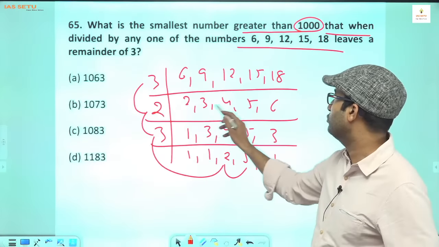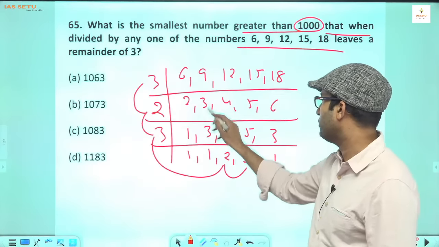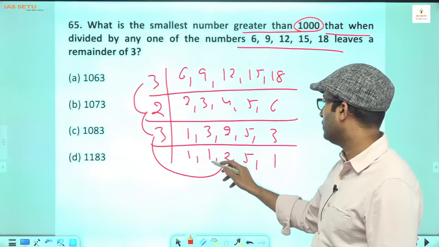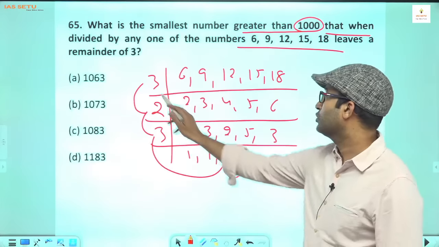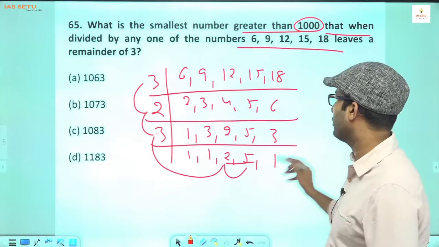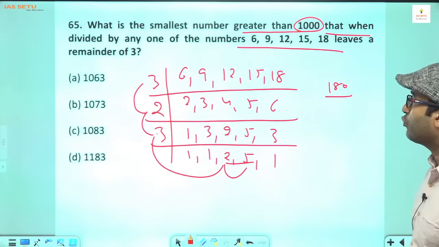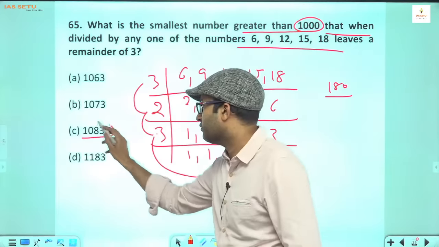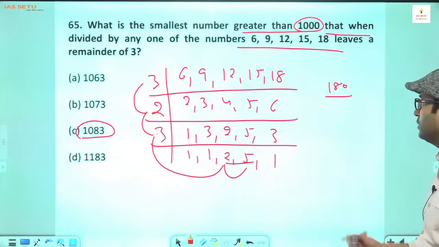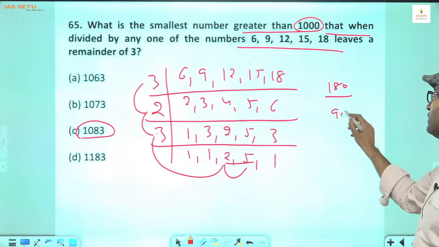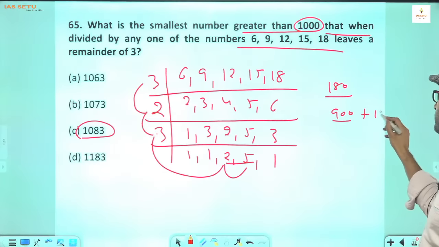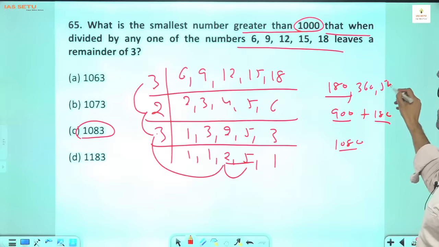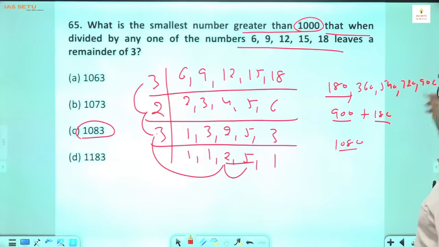I have taken 3 common, 2, 3, 4, 5, 6. I have taken 2 common, 1, 3 as it is, 2, 5, 3. I have taken 3 common, so 1, 1, 2, 5, 1. So 3, 6, 18, 18 into 10, 180. Okay, so we have to take multiple of 180 and remainder 3. So here, this is the value. 900. After 900, next multiple is 1080. So 180, 360, 540, 720, 900, 1080.